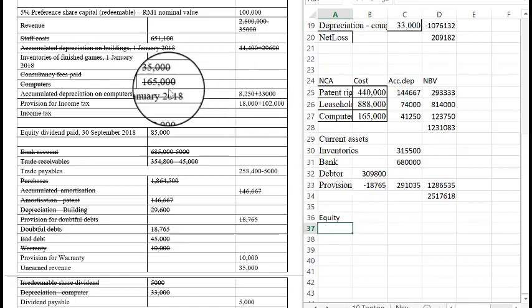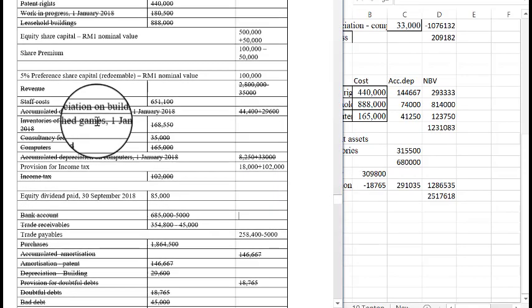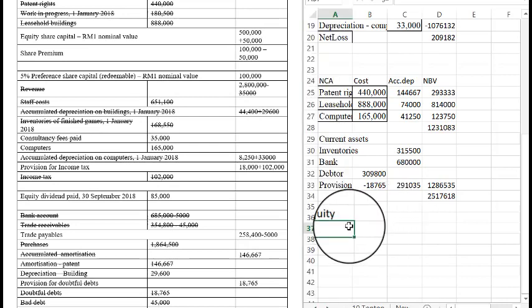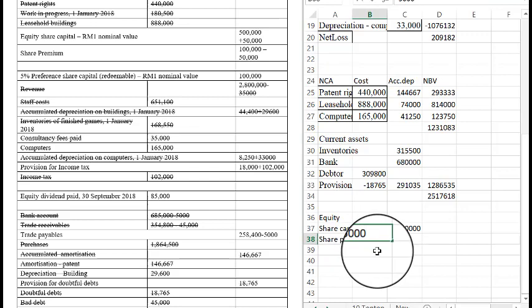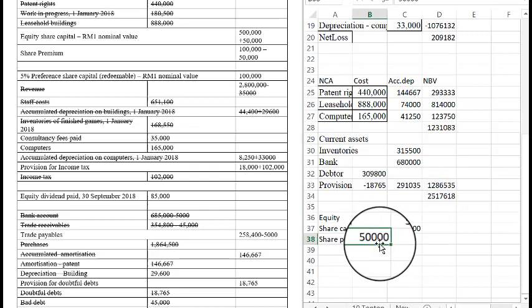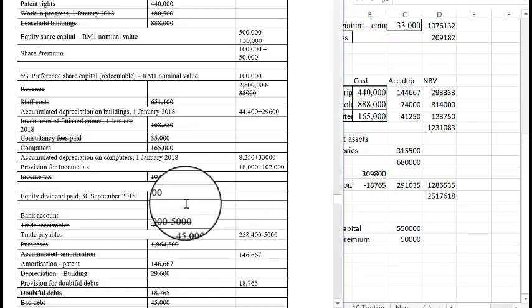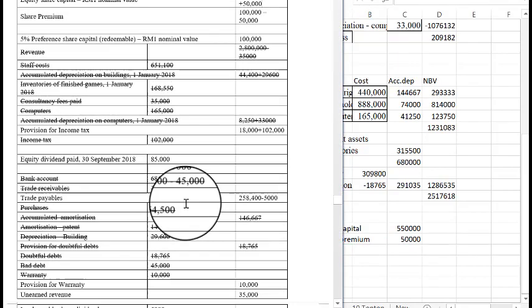Now in your equity, you have your share capital. Okay, share capital in total, this amount, share capital. In total, you have 450. Then share premium. In total, you have 50. Okay. Then besides share capital and share premium, you have retained earning.